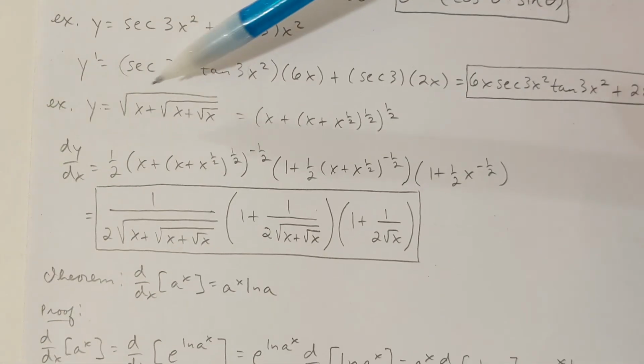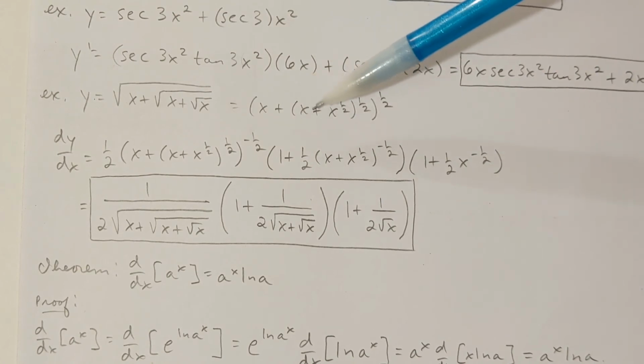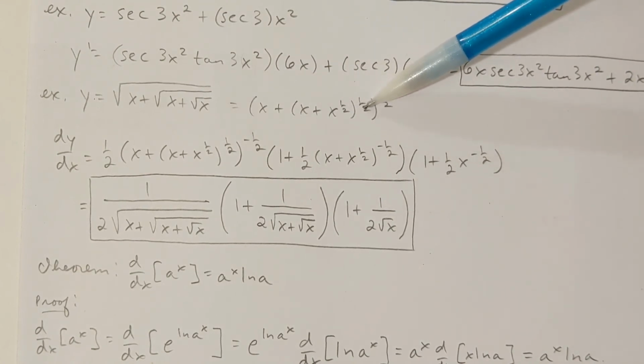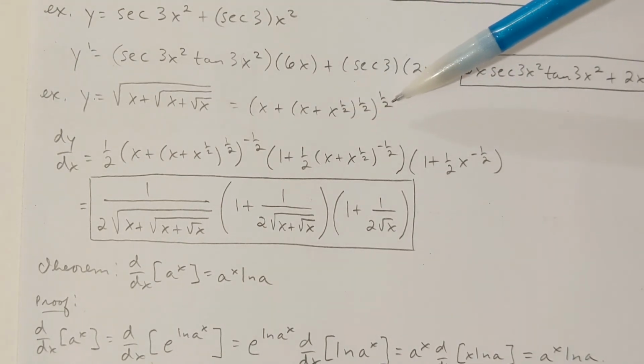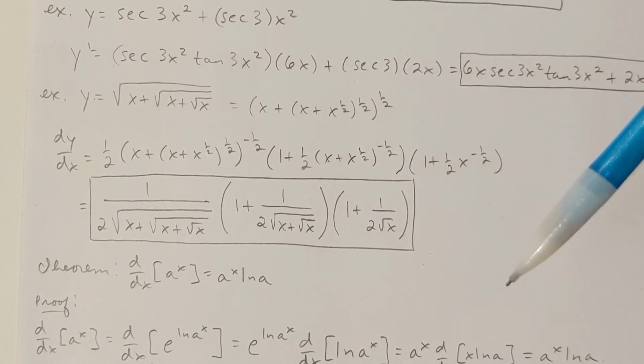Okay. And here's another example. y is equal to the square root of x plus the square root of x plus the square root of x. All that inside each other. Well, that's the same as x plus the quantity x plus x to the 1/2, to the 1/2 power, all that to the 1/2 power. This is how I'd want to think of it because I'm going to use the chain rule twice in this problem.